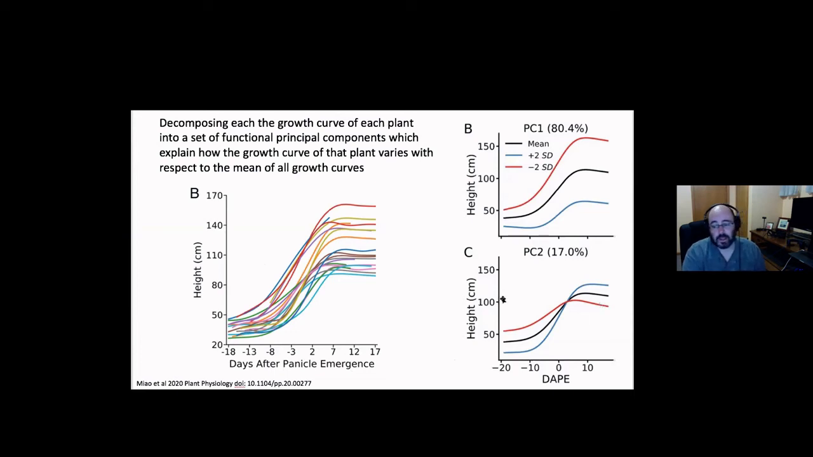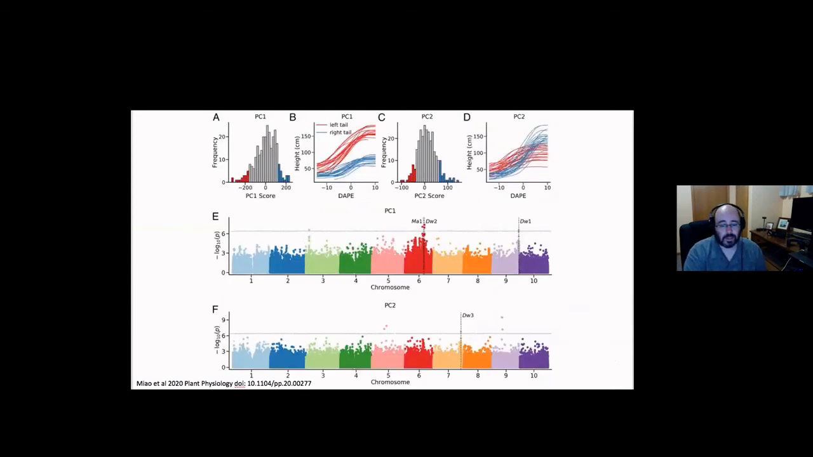And so with these principal components, we now have a score for each principal component for each of the individual plants, and we can again conduct a genome-wide association analysis, and now we get a much cleaner result where we are able to identify all three of our known true positive genes, and a couple of new signals that we might want to go after.